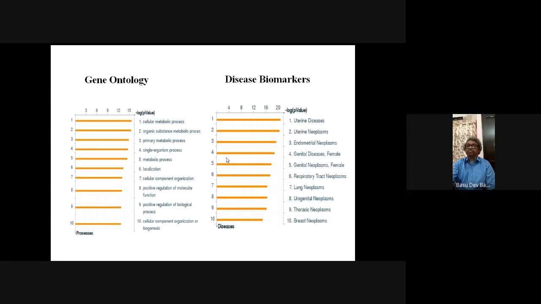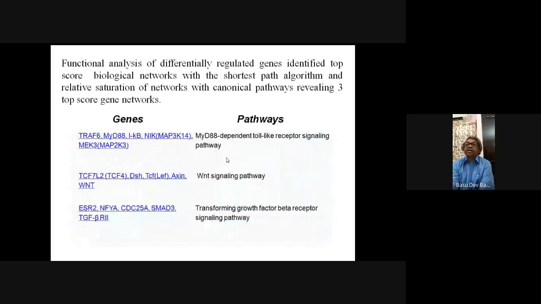Can I have next? Vivek, can I have next? Yeah. So this is the take-home message: the functional analysis of different regulated genes. I have just given you a few. These are the genes. These are the pathways. So one can just select and keep doing the next step of the work. Can I have next?